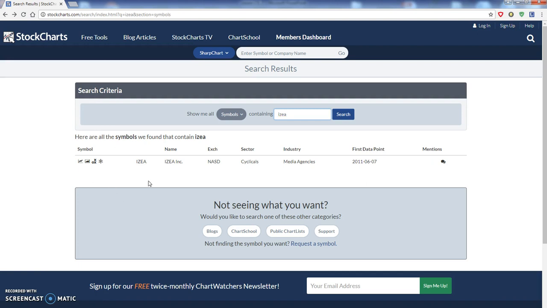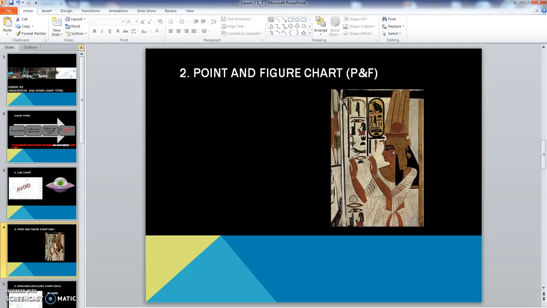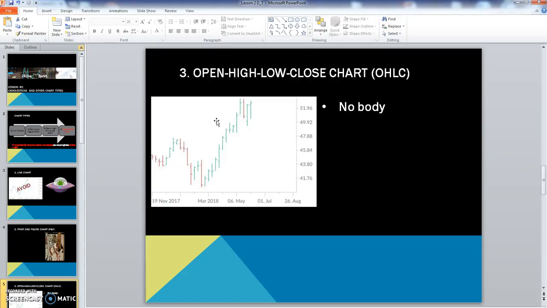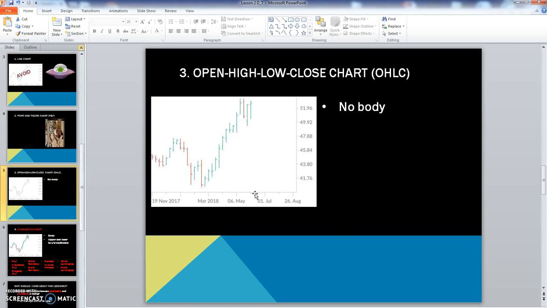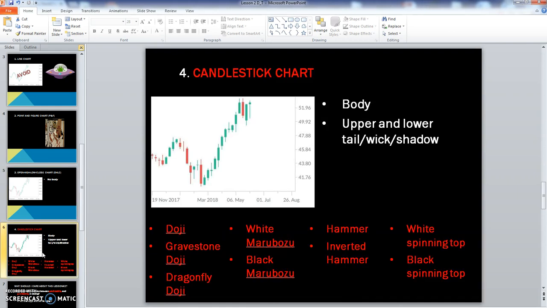And now the third chart type is the open high low close chart, or the OHLC. Now, the difference between this chart and the next one on our list, Candlestick, is that this one has no body.